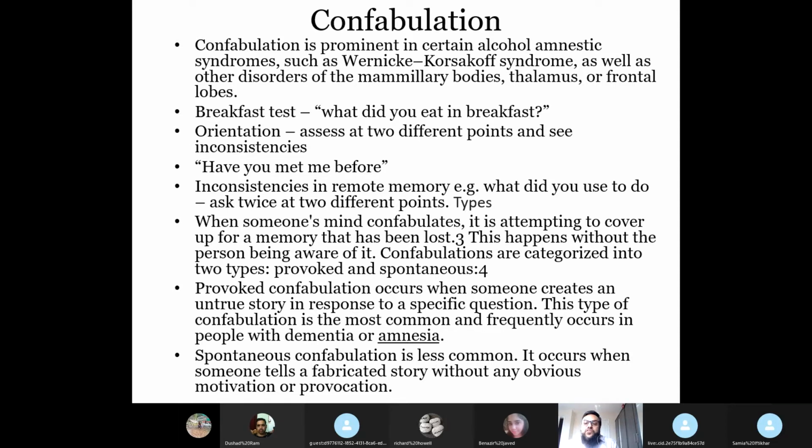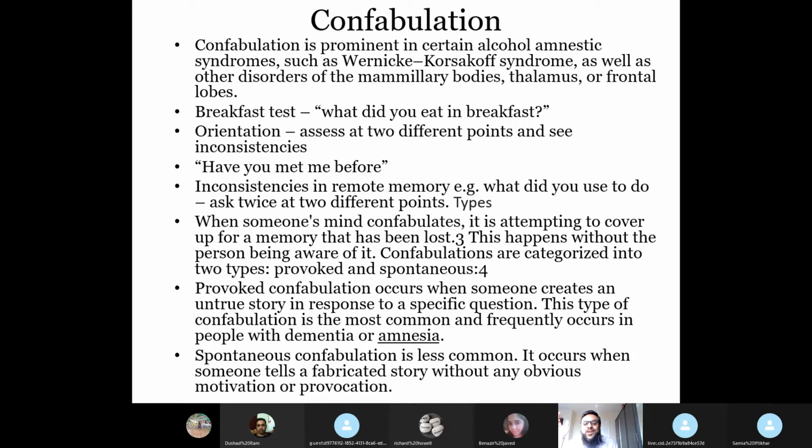Now, confabulations are characterized into two types, provoked and spontaneous. So provoked confabulation is when you ask a specific question, what did you eat in breakfast?